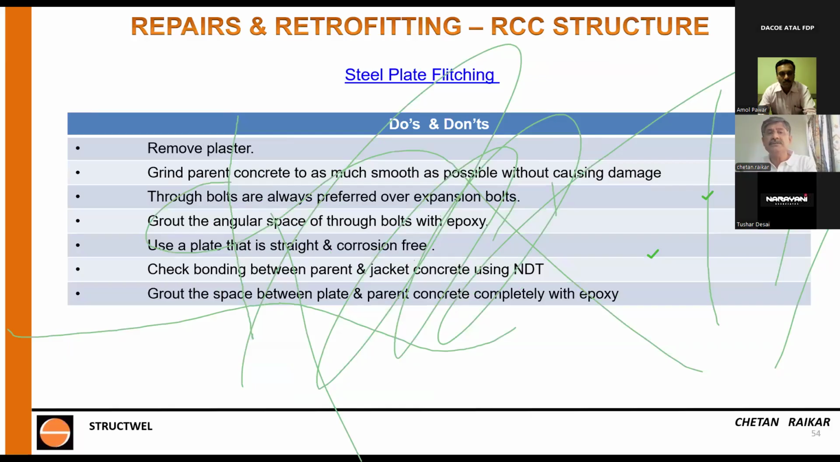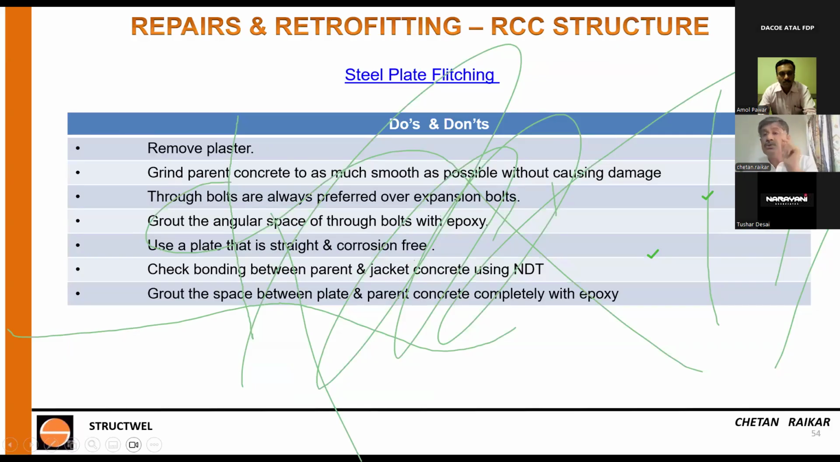Do's and don'ts of steel plate fleaching: do remove plaster. You must remove plaster. You need to go to the bare concrete slab and then put the steel plate. Grind parent concrete as smooth as possible without causing damage.